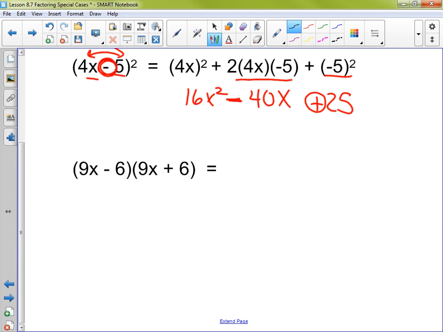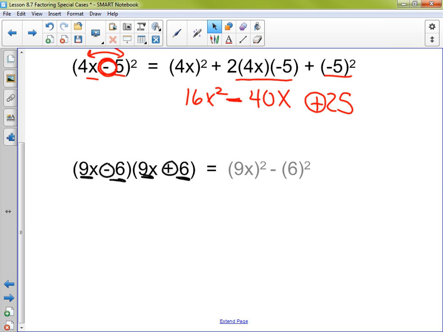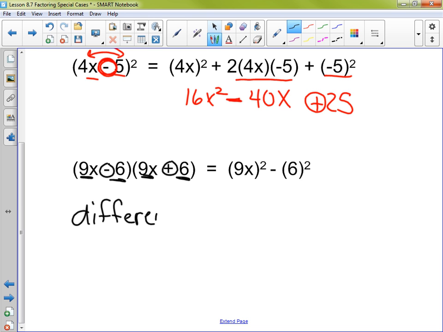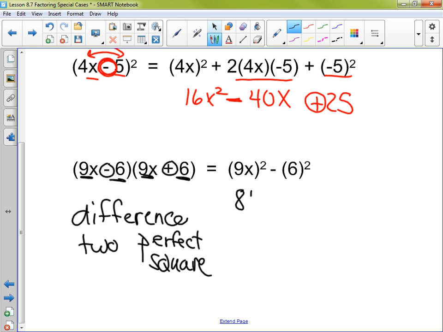The other special case was when you have the exact same numbers, but one is minus and one is plus. You find the answer simply by squaring the first term, squaring the second term, and subtracting the two. This is called the difference of two perfect squares. Difference because it's subtraction, two perfect squares because when you square a number, you get a perfect square. So 9x squared is 81x squared, minus 6 squared is 36. That's review of the special cases.